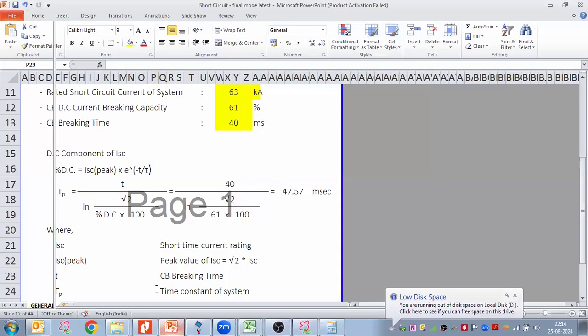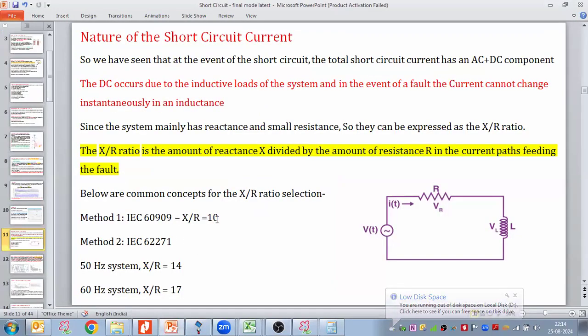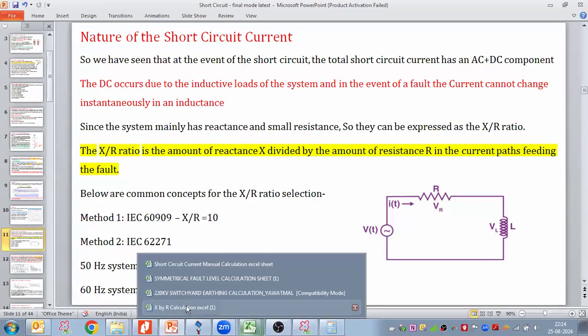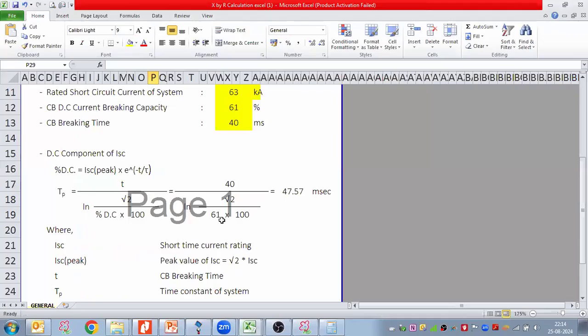Whereas as per the standard, 60909 tells to take the X by R ratio as 10. 62227 tells to use the X by R ratio as 14 for a 50 Hz system and 17 for the 60 Hz system. But if we want to find out the actual X by R ratio, we can calculate it using this formula: percentage equals ISCP e to the power minus t divided by tau. Tau is the time constant, which we are referring to as the X by R.